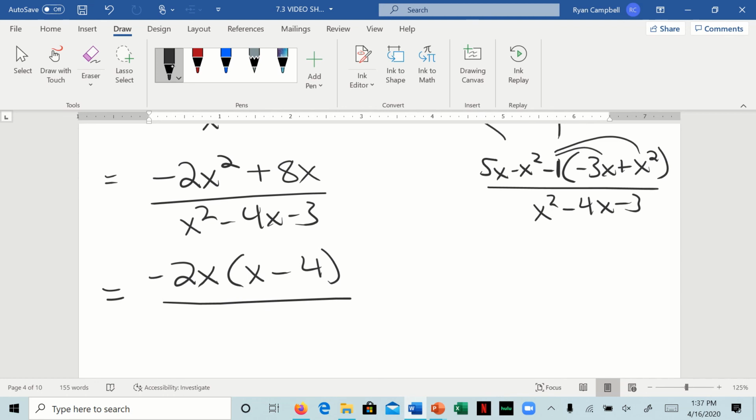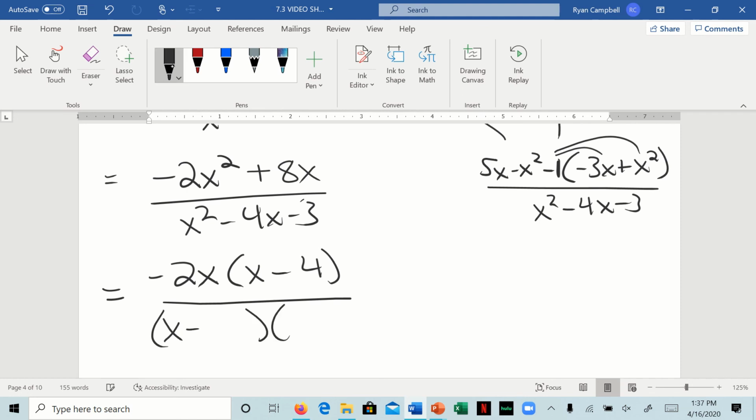For the bottom, what two numbers multiplied get you negative 3, and add to get you negative 4? Well, that's negative 3 and negative 1, right? Negative 3 times negative 3. Oh, nope, I lied. That's not it.